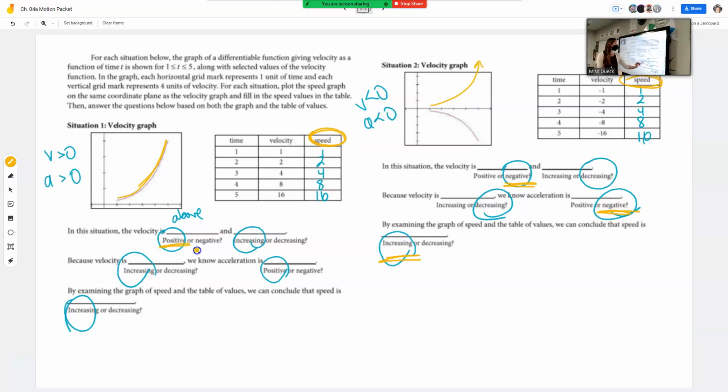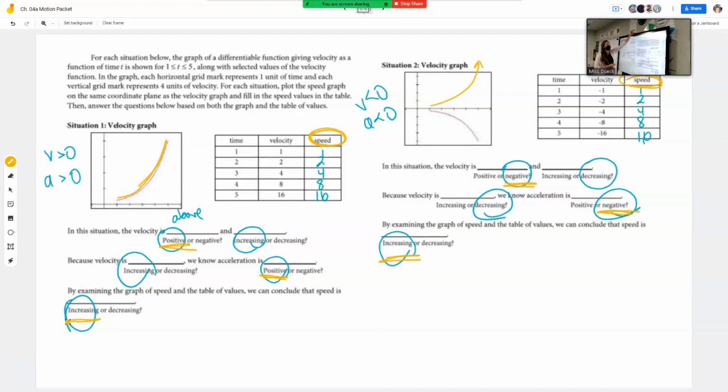Say it one more time. Oh, just take the absolute value. Change all the negatives to positives. Remember we just said speed is the absolute value of velocity? So what does absolute value do to every negative number? Makes it positive.